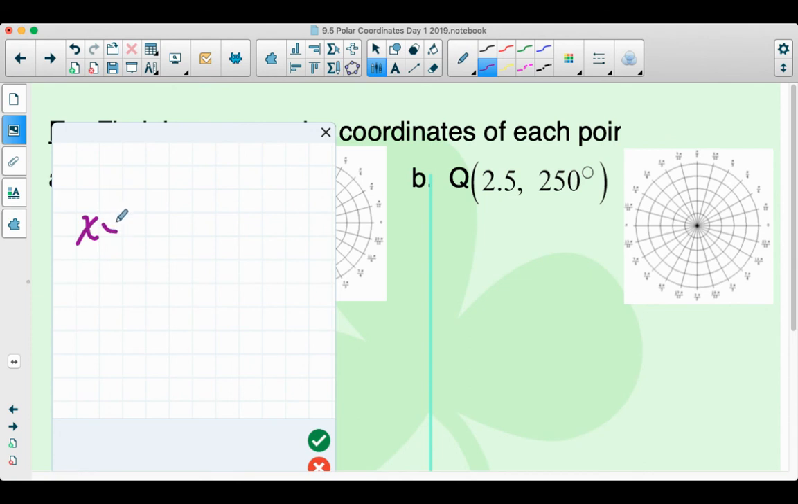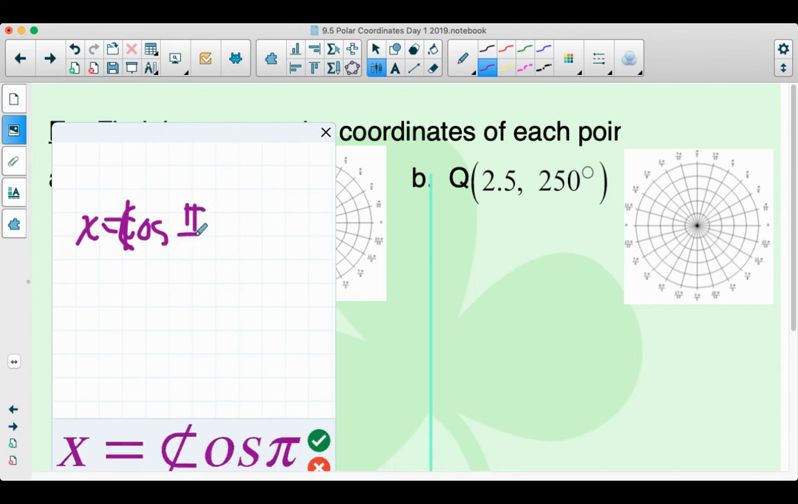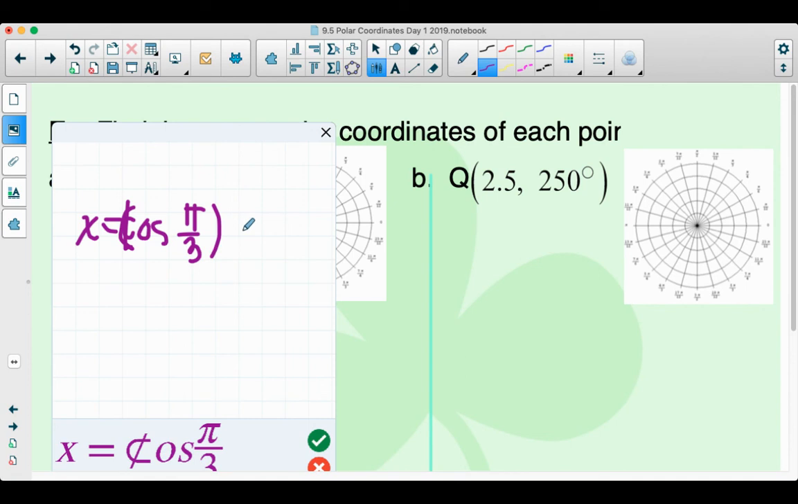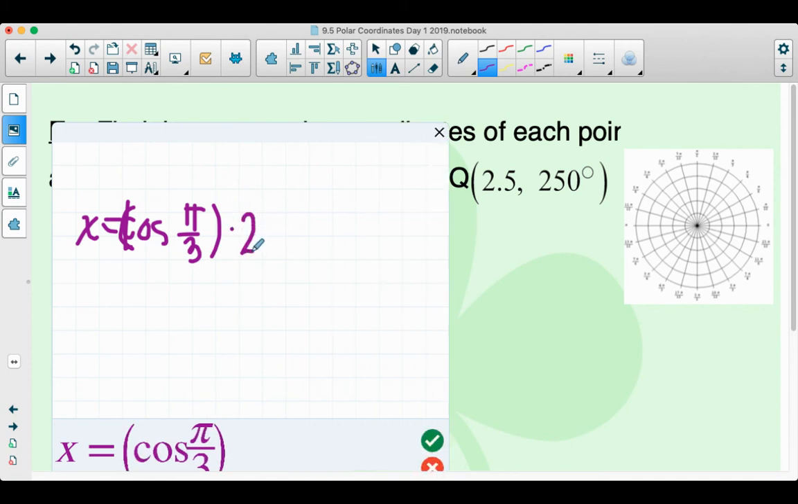So x equals the cosine of pi thirds. And we're going to be multiplying this by 2 because that's our r value.